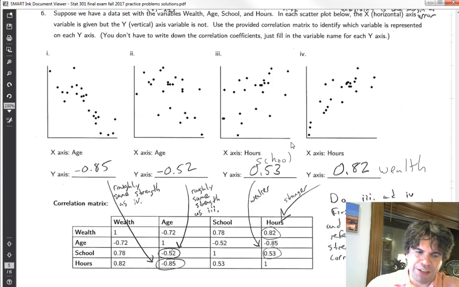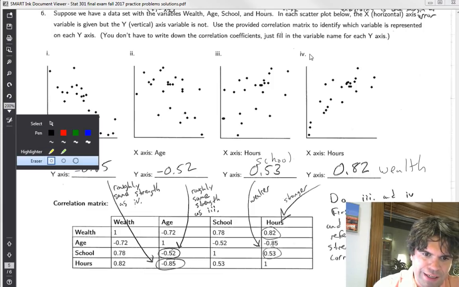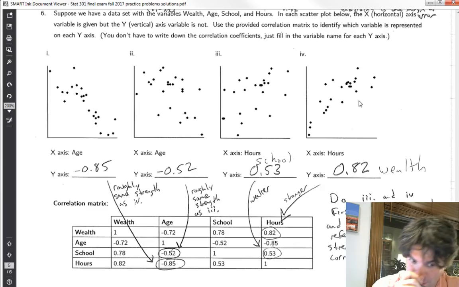Okay. I told you 1 and 2 were looking like they were a little bit too hard before, but they are actually going to be solvable now that I have some basis for comparison. Check out what we got, 0.53 and 0.82, and before when we were looking at age, we were trying to choose between negative 0.72, negative 0.52, negative 0.85. Oh, well, hey, these 2 negative correlations are about the same value as those 2 positive correlations.